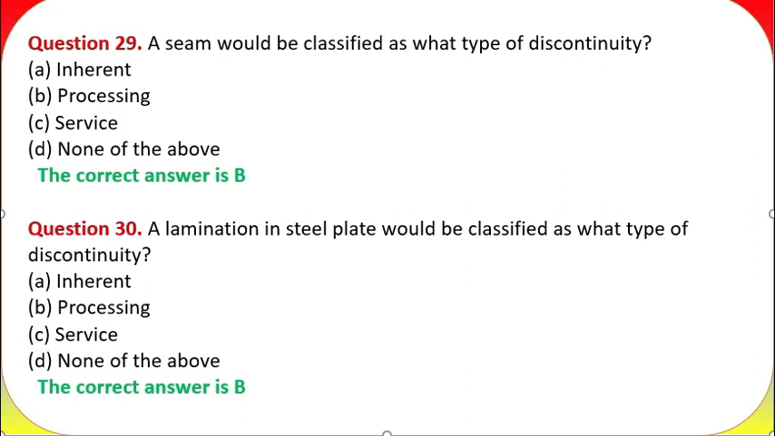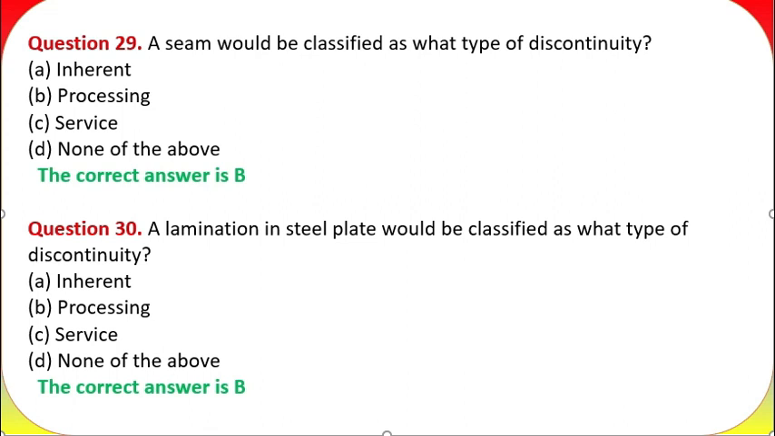Question 29. A seam would be classified as what type of discontinuity? A. Inherent. B. Processing. C. Service. D. None of the above. The correct answer is B.